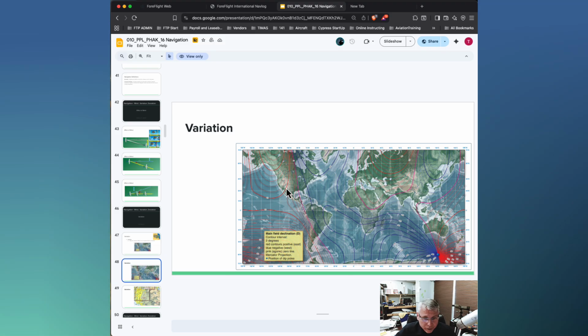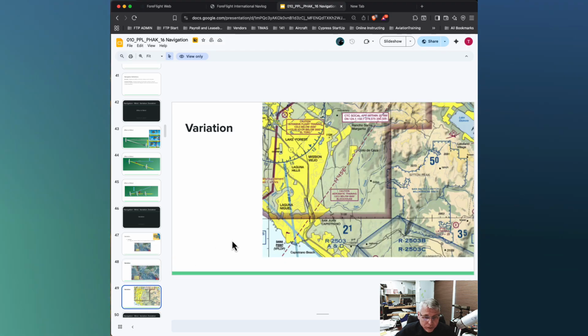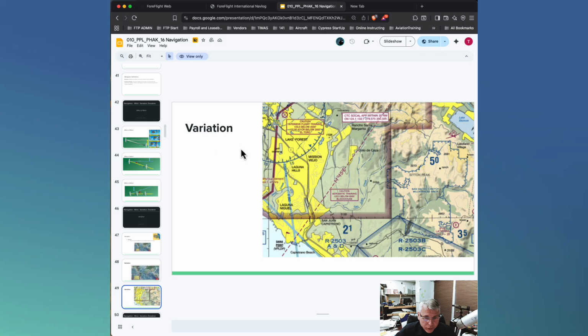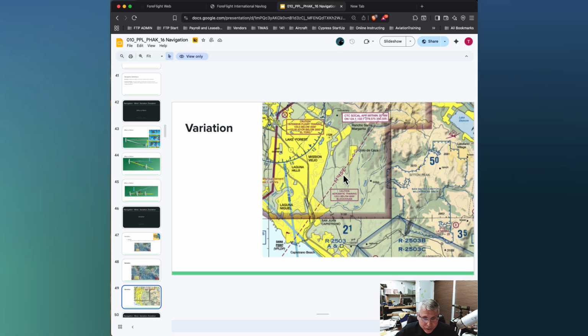So how do we get that number? How do we employ it? How do we use it? Well, we're going to need to look at our sectional chart. When we look at variation, in this case, it's 11 degrees and 15 minutes east correction.